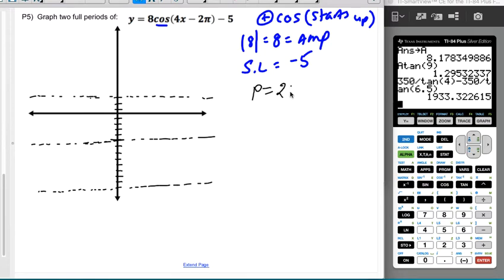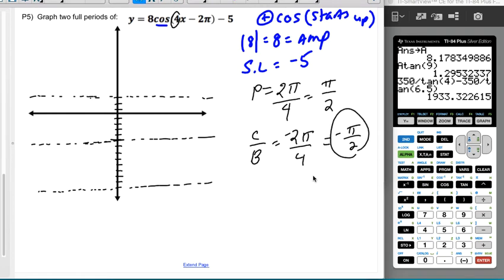The period's going to be 2 pi divided by b, which is the number in front of x. So that's going to be a 4. So I think I get pi over 2, right? And then my C over B, my phase shift, is going to be a negative 2 pi over 4, which is a negative pi over 2. What that's going to mean is pi over 2 to the right because it's negative, right? So pi over 2 to the right.